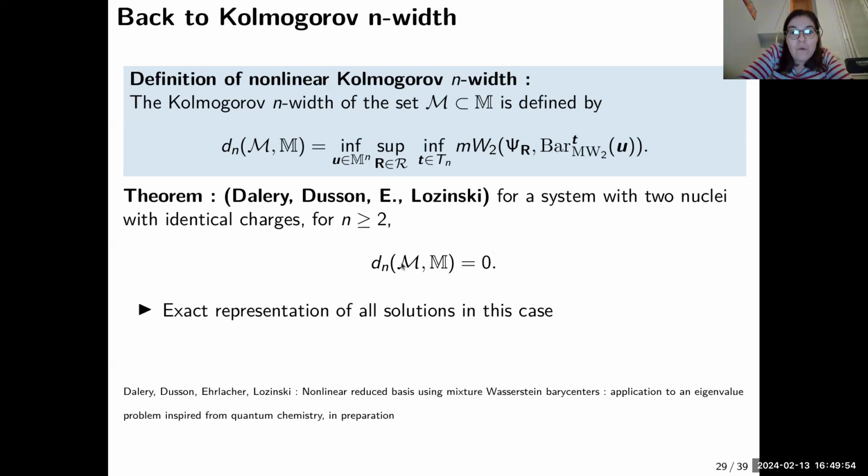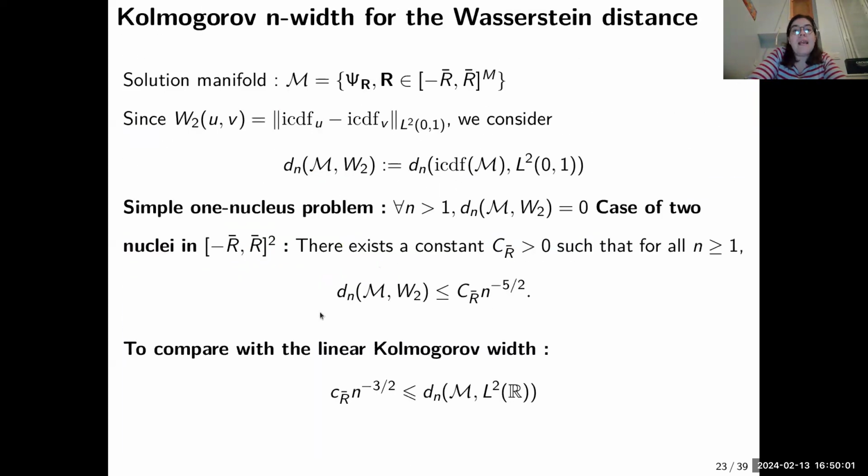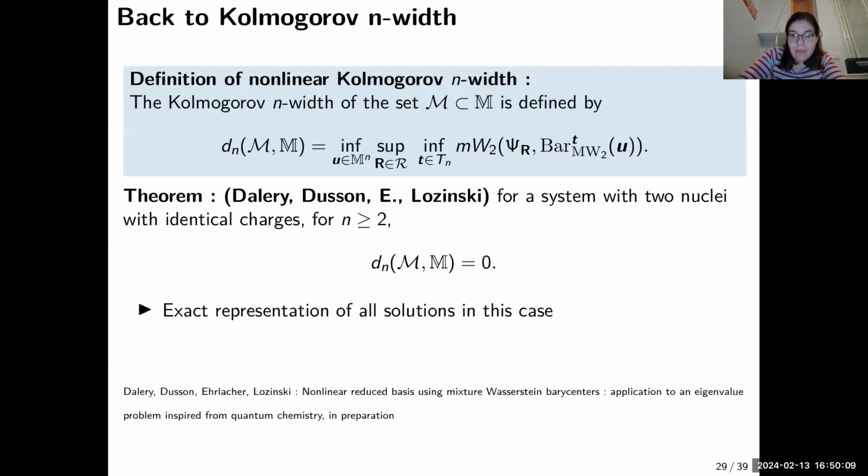And indeed, this proves the interest of using this modified Wasserstein metric by comparison with the exact Wasserstein metrics for which we only had this type of algebraic decay. So this modified Wasserstein metric has two advantages.